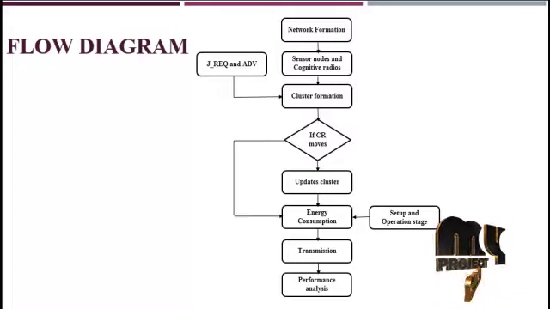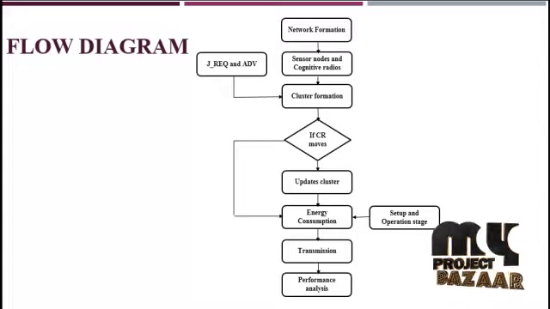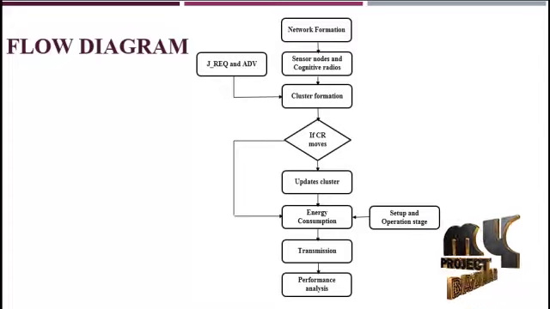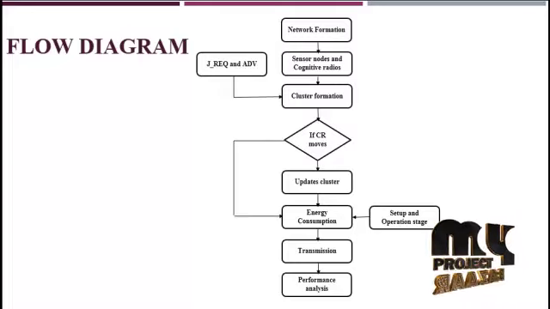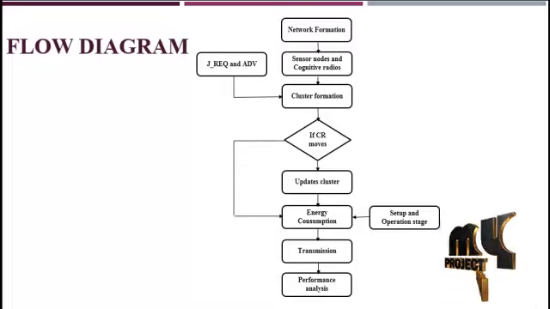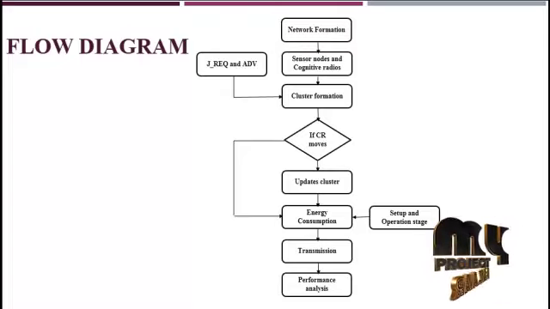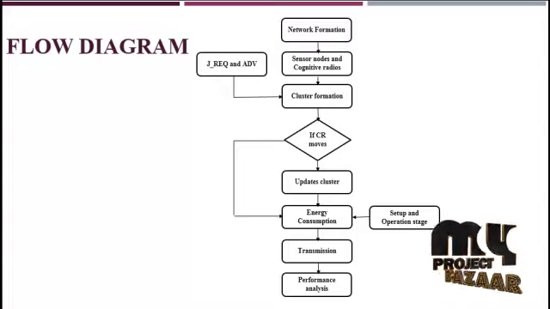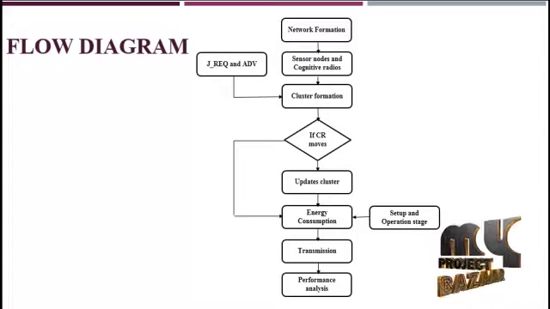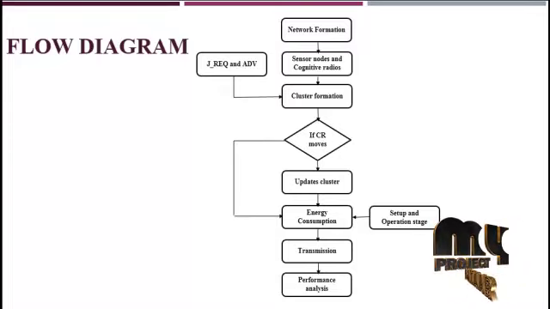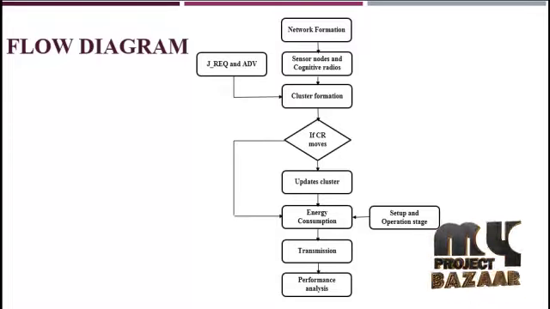First, we have to set the sensor nodes and the cognitive radio network and cognitive radio nodes. From that network, we have to form the cluster. If the CR moves, it will update the cluster. Meanwhile, we have to identify the energy using the 4 parameters like transmission power, reception power, idle power, and sense power.